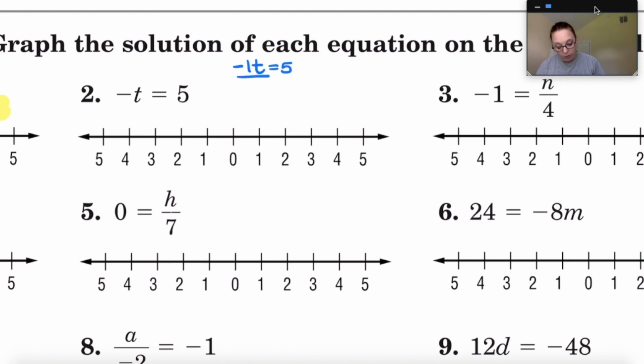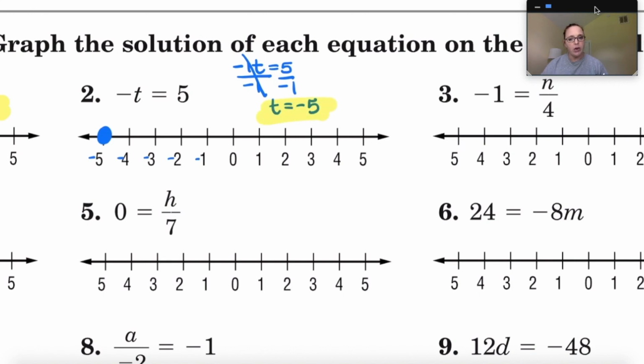So I'm going to divide both sides by negative 1. So t is going to be equal to, well, 5 divided by negative 1 is negative 5. So t would be equal to negative 5. Again, I need to add in those negative signs because they did not show up. And when I graph it, it's that closed circle or shaded in circle on negative 5. And let's highlight, like I said, our final answer.